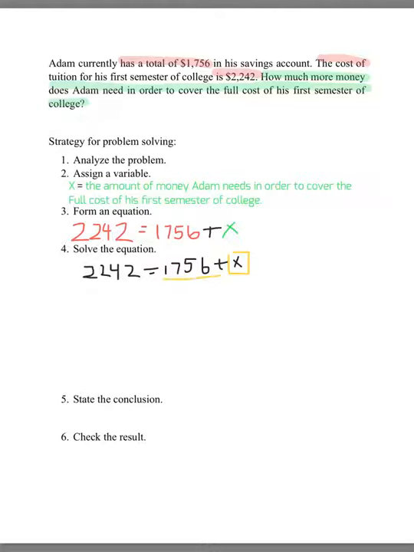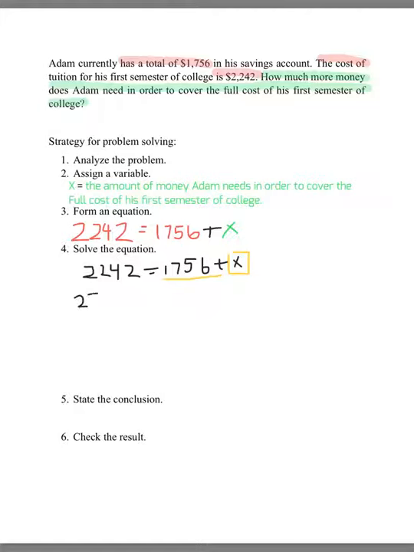So if we're adding 1,756 to it, and we want to make sure the x is by itself, we're going to have to eliminate that 1,756. Since we're adding this quantity, the only way to eliminate it is through the opposite operation, which is subtraction. So we're going to have to subtract 1,756 from both sides.